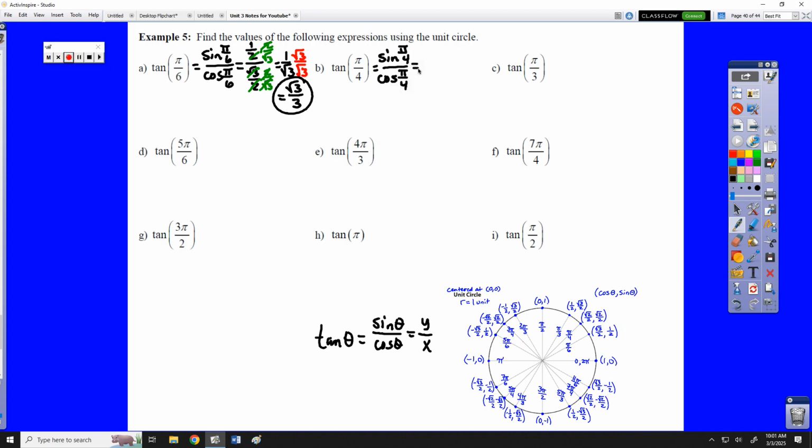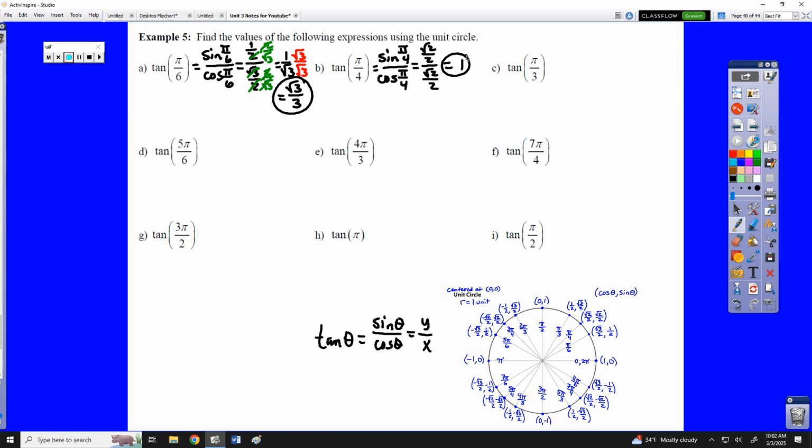Both of those values are √2 over 2. Now we can do a lot of fancy algebra here, or we can realize that when we divide √2 over 2 by √2 over 2, that's like any other number divided by itself. That value is 1. The tangent of pi over 4 is positive 1.